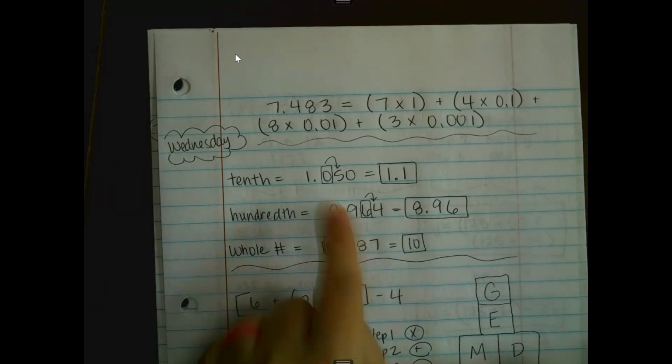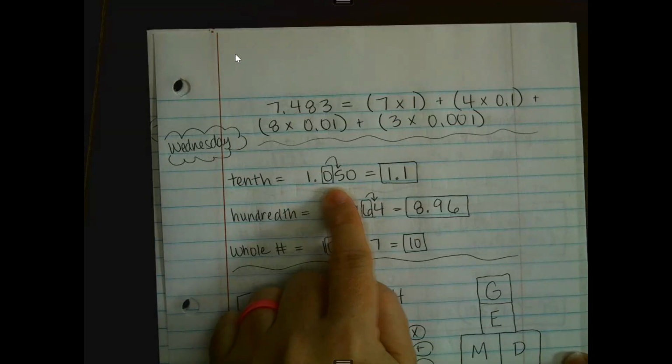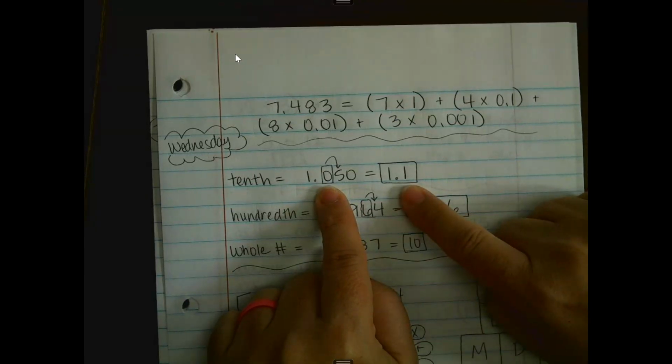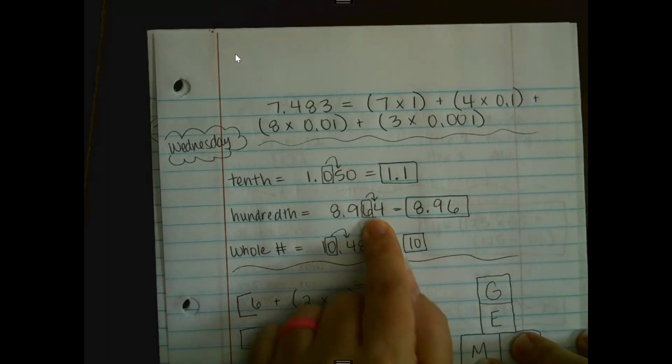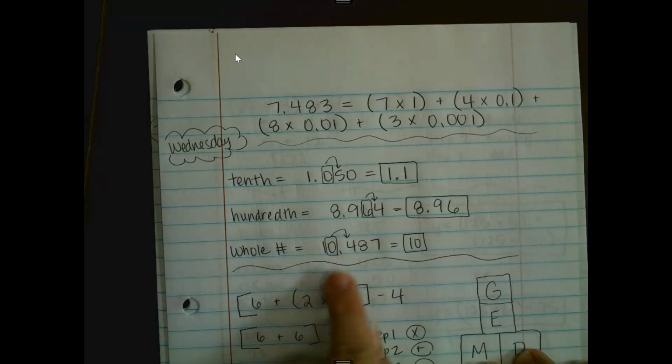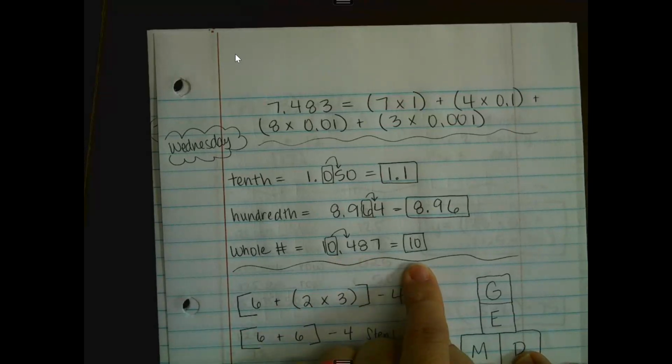So here on the tenths, this one had a 5, so I bumped that 0 up, and I've got 1.1. On this one, the 6 is in the hundredths. I go next door, that 4 is going to tell me to leave it the same, so 8.96. And then here, the nearest whole number, there's a 4 next door, so I'm going to leave it at a 10.